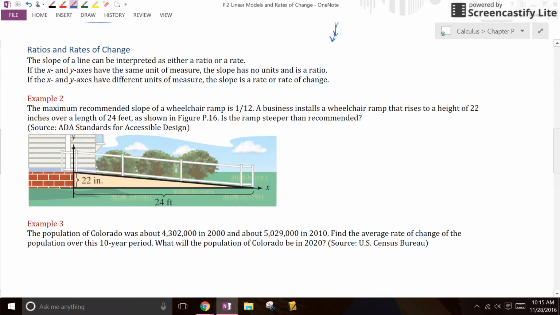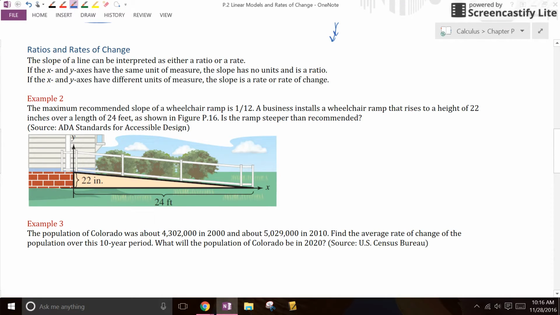Now, the slope is either a ratio or a rate. What's the difference? If there are no units, we call it a ratio. If there are units, we call it a rate, because that's how quickly the rate of change is going. If you look at example 2 here, it says the recommended slope is 1/12. With no units, that tells me this is a ratio. The units are the same, either inches or feet or whatever, so it's always that ratio of 1 inch up to 12 inches across.